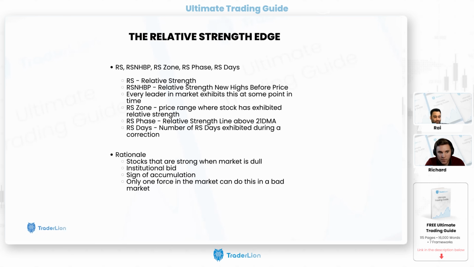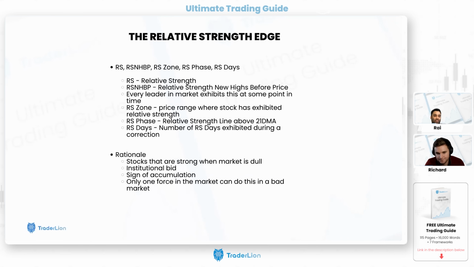RS zone, RS phase, this is where the stock is in an uptrend and the RS line is in an uptrend, another key characteristic that we look for. And RS days, right, that's kind of your specialty during corrections, counting the number of days where the stock on a relative basis is outperforming. Maybe it's even down, but it's outperforming in some way. And I think your study said over 61% of days, that's what you're looking for.